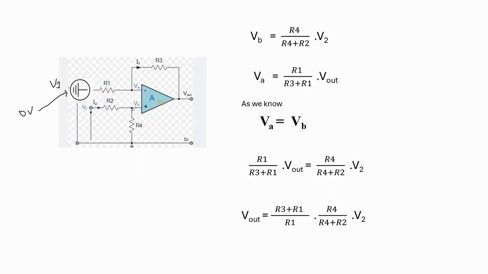Then we can write VB using the voltage divider rule. We can write VB, this voltage, as R4 divided by R4 plus R2, multiplied by the V2 voltage. Then it gives the voltage across R4, which means it gives VB.